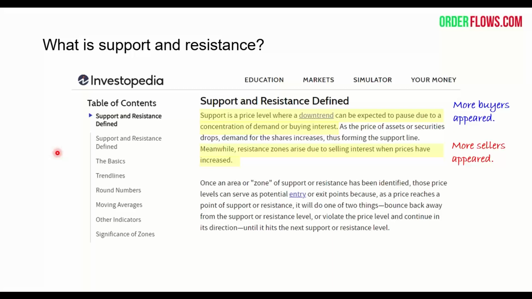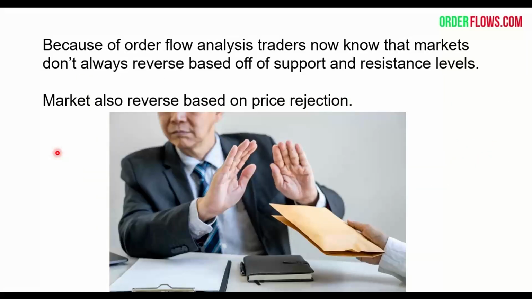It's not that it just trades down there and then moves up. Well, what happened when it traded down there, right? You need that volume to come in. So because of order flow analysis, traders now know that markets don't always reverse based off support and resistance levels, right? I see a lot of traders posting charts everywhere online, on Instagram, Facebook, Twitter. People love to post their charts, and they're like, oh, this is a support level, this is a resistance level. Well, there's more than just support and resistance in the markets.